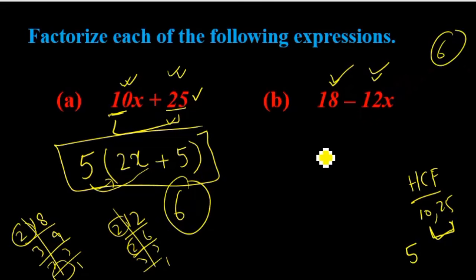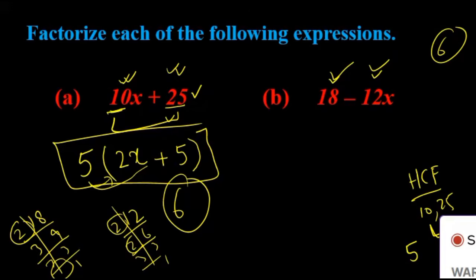It means when we are going to do the factorization of this value, we divide both values by 6. So now we have to divide by 6. How many 6s make 18? We will write here 6.